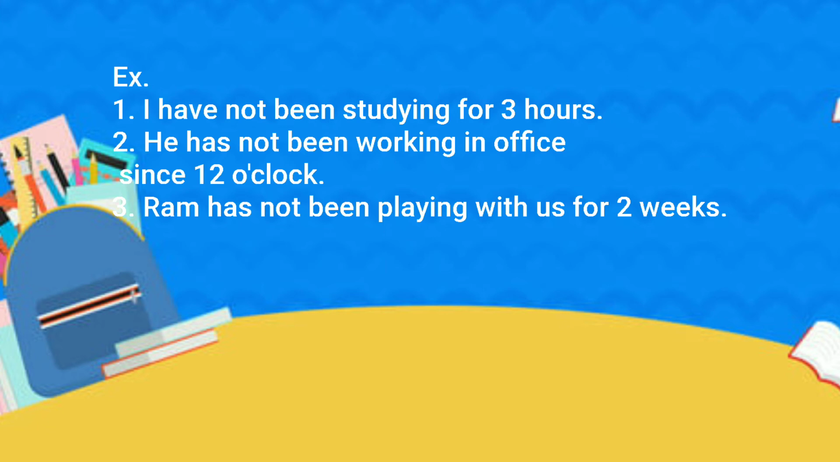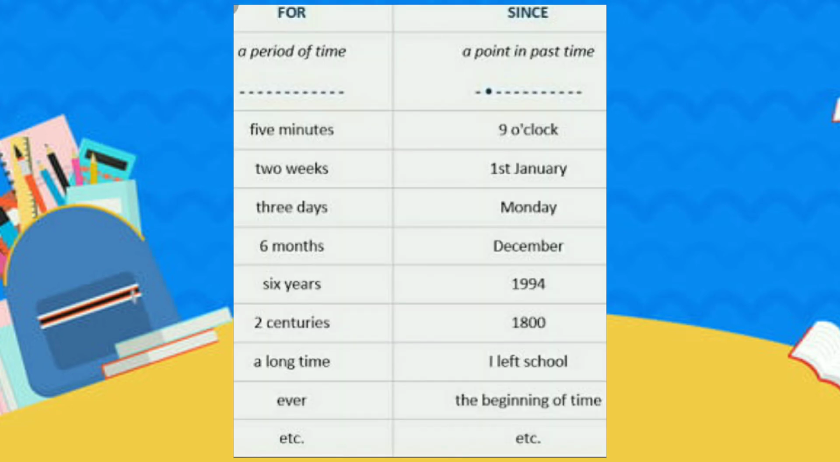Now, what we need to understand, along with the rules, is the uses of for and since. As you have noticed in the sentences, each and every sentence is either containing for or since. Here is a list where we can use for and since. If it is a period of time, we use for.